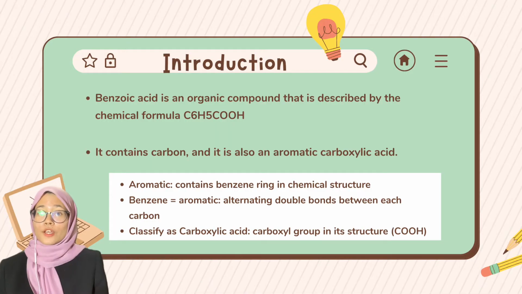Benzoic acid is an organic compound described by the chemical formula C6H5COOH. It is an organic compound because it contains carbon, and it is also an aromatic carboxylic acid. It is aromatic because it has a benzene ring in its chemical structure. Benzene is aromatic because it has alternating double bonds between each carbon. It is classified as a carboxylic acid because it has a carboxyl group in its structure, which is the COOH group.